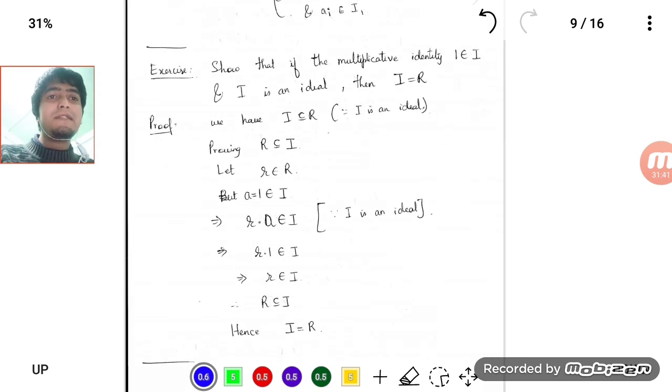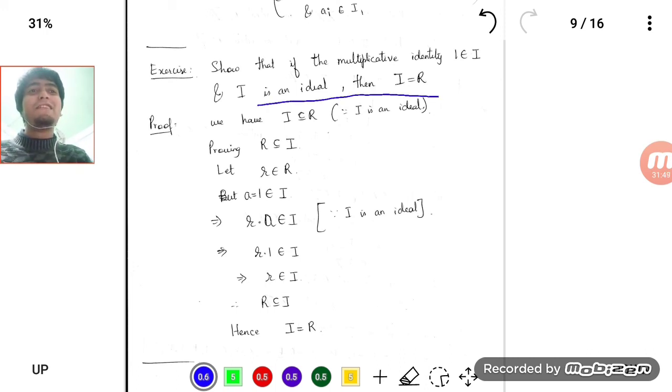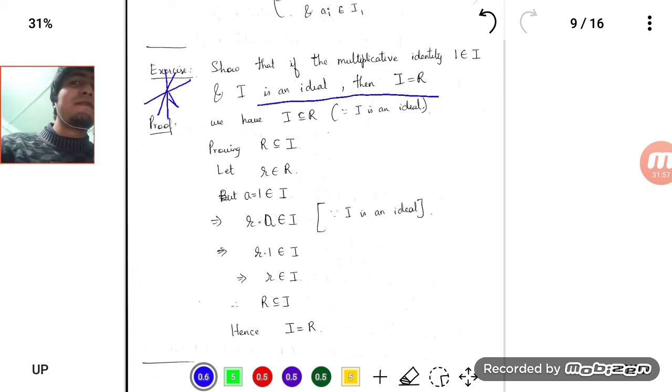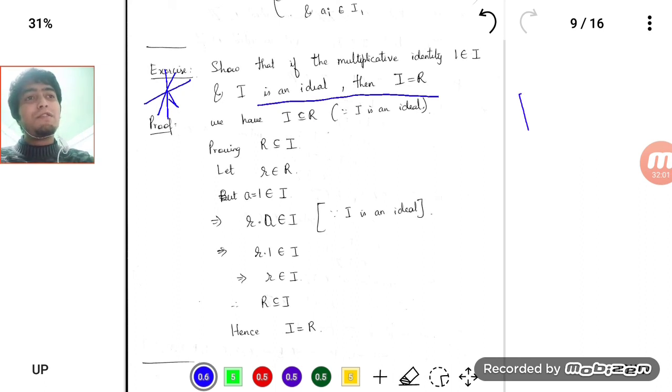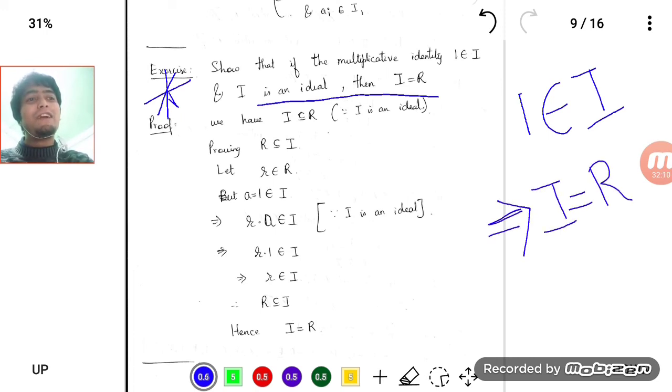Okay, so this is the last exercise for today. Show that if the multiplicative identity 1 belongs to I and I is an ideal, then I equals R. This is very, very important, okay? In fact, I should mark this one with a star. It is very important because once you have 1 belonging to an ideal, then in the next line you can immediately write I equals R.